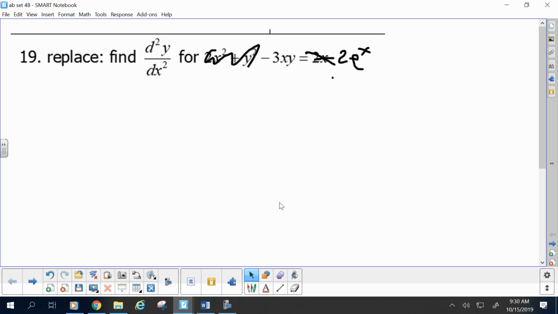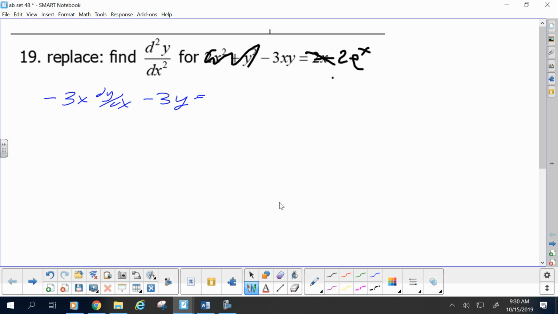Let's start with the first derivative. What's your derivative of your left side? Tyler, you have this done. What's your derivative of the left side, Tyler? Negative 3x 2y dx. Perfect. Minus 3y. Excellent. All right.